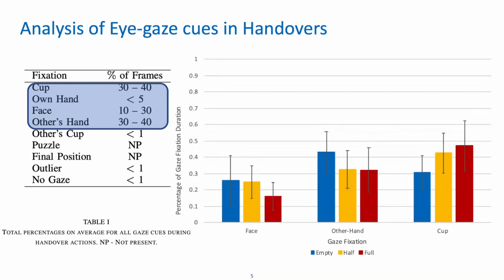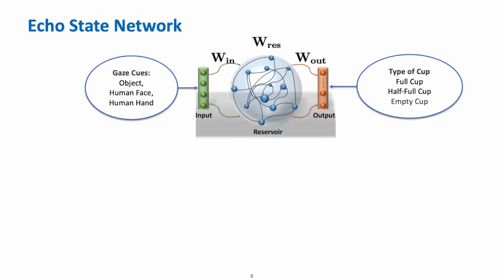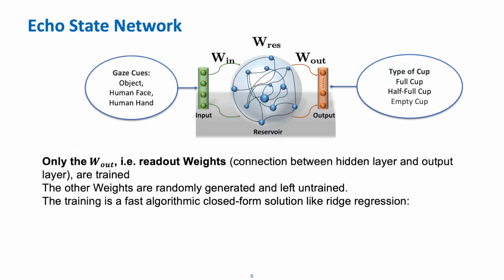What I did notice is that the fuller the cup is, the more time you spend looking at the cup, and the less time you spend fixating the face on the other hand, which are the visual cues. So then we learn a Nichols-Taylor network, which takes the gaze fixations and classifies them into full, half full, and empty. Why do we take the Nichols-Taylor network?